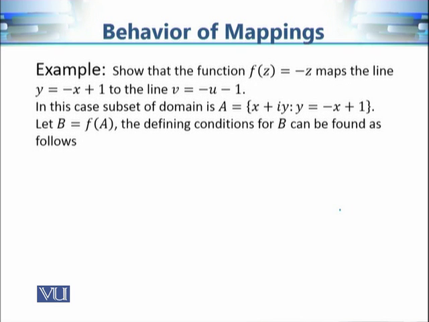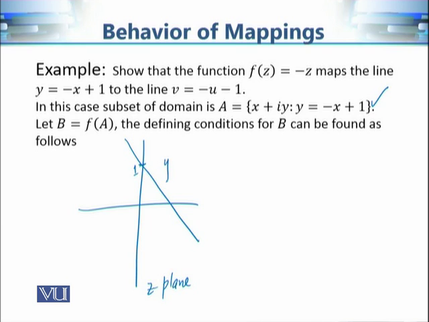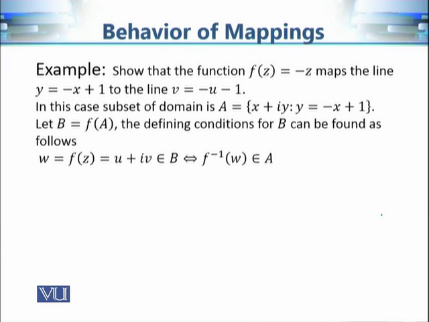So let's consider a very simple function f of Z is equal to minus Z, and in this case we choose the following set A, which is a straight line, and we try to calculate its image. We can easily see that in the Z plane it is a straight line. This is the point 1. So this is y is equal to minus x plus 1. Now if we want to calculate its image, then we need to calculate the inverse of this function, and we can see that the inverse of this function is also the same function, minus Z. So they are inverses of each other.